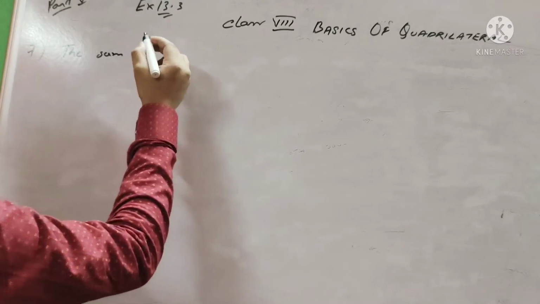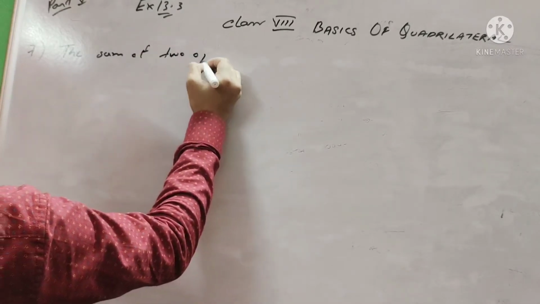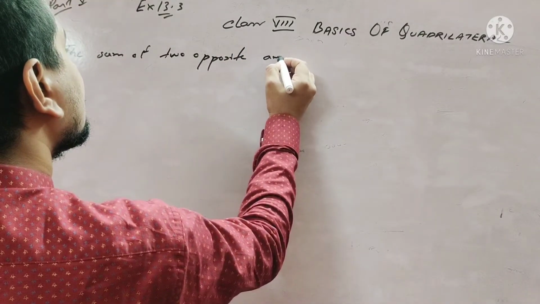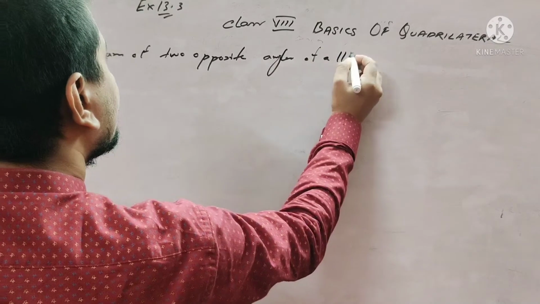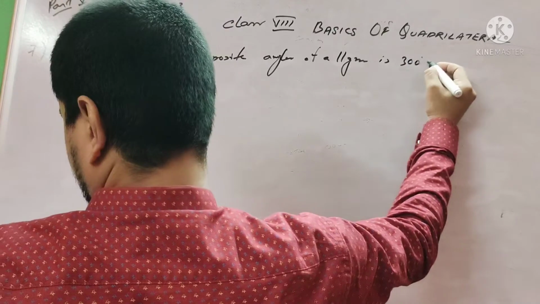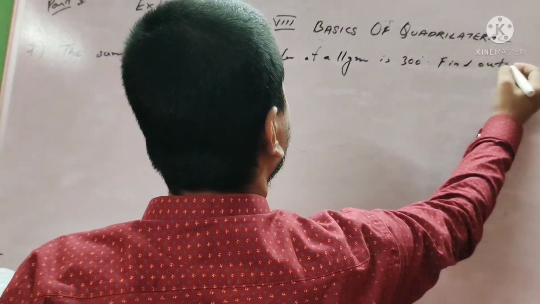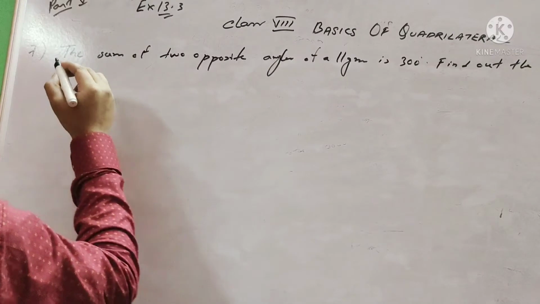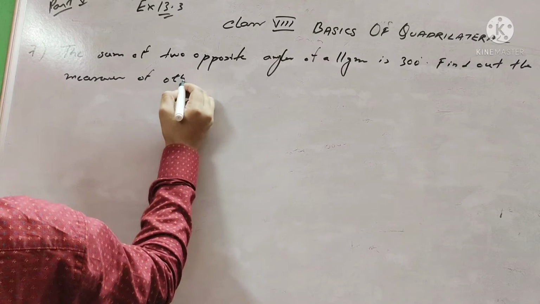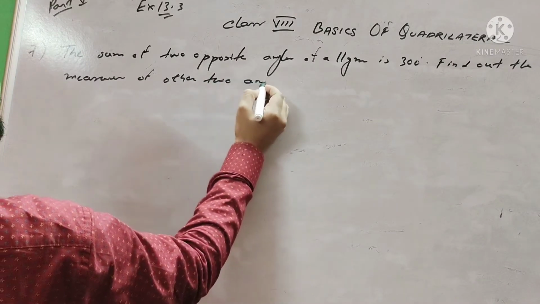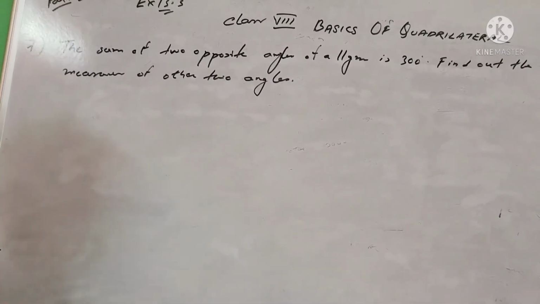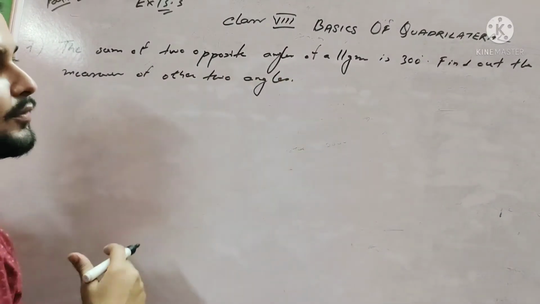The sum of two opposite angles of a parallelogram is 300 degrees. Find out the measures of the other two angles. Okay, so the sum of two opposite angles of a parallelogram is 300.